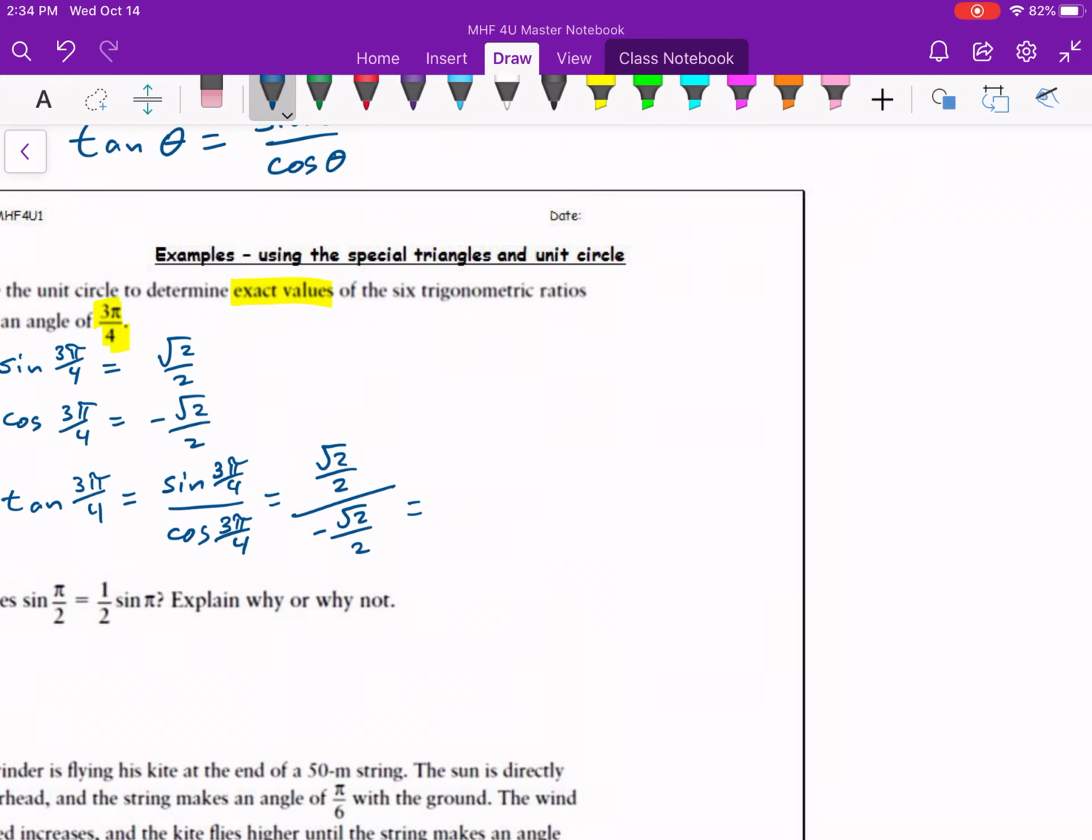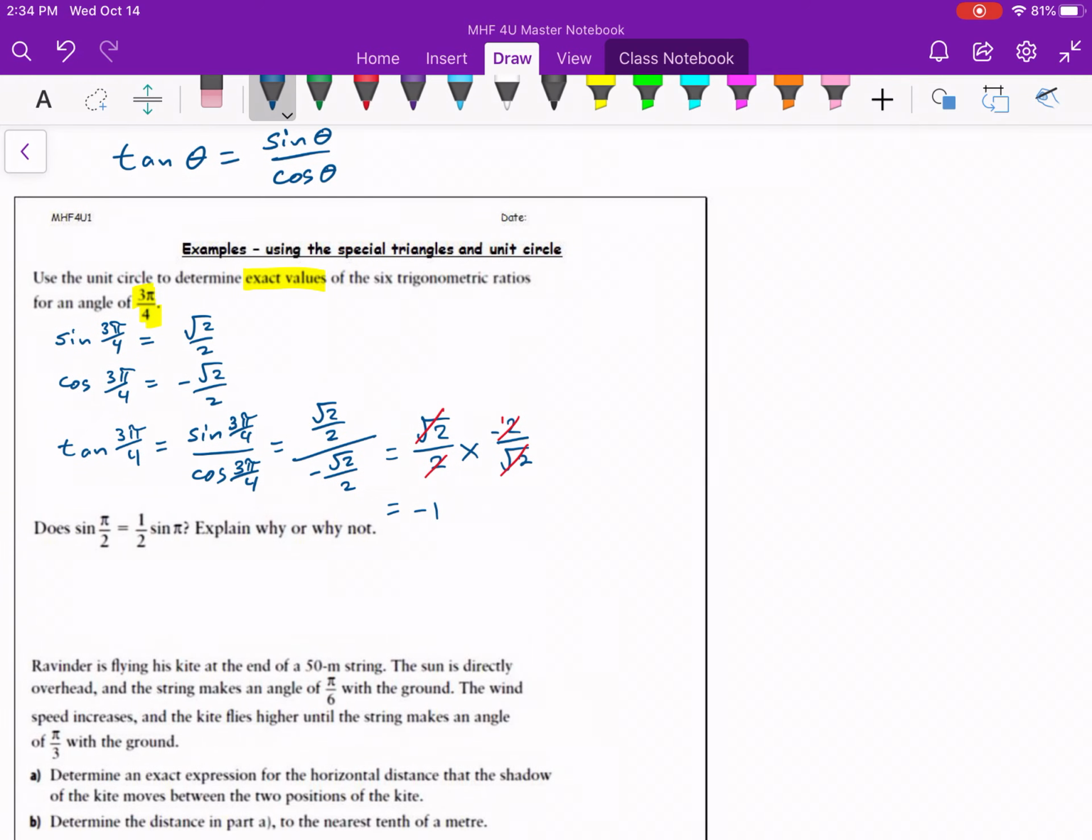If I want to divide fractions, I invert the bottom one and multiply. These cancel out, the root 2's. The 2's cancel out, but I still have that negative sign there. It all works out to equal negative 1. Okay.